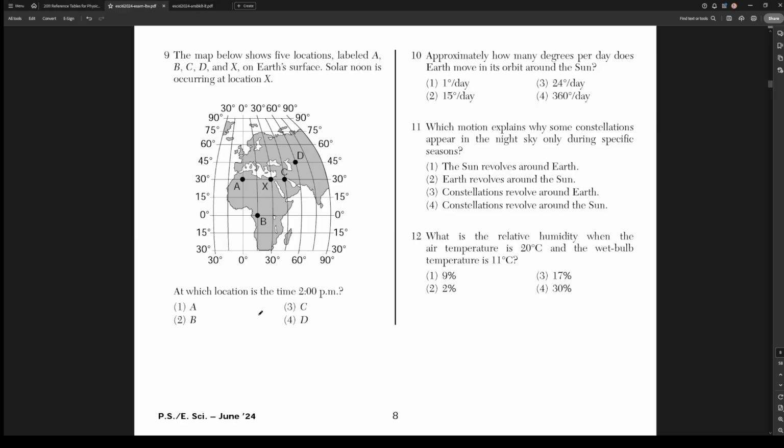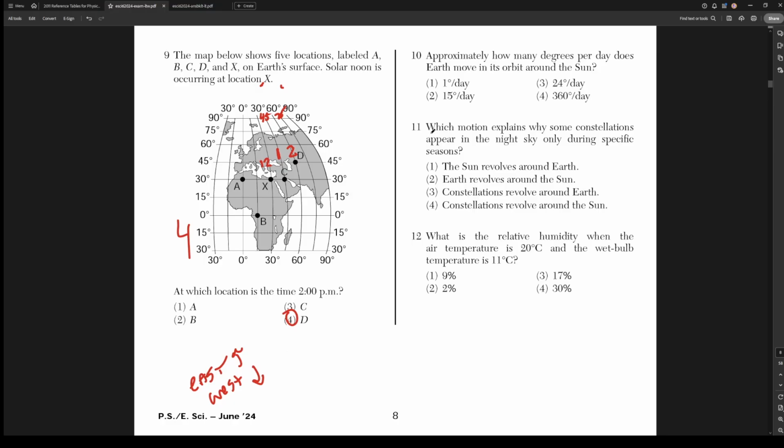Number 9. Which location is the time 2? Okay, it says solar noon is occurring at location X. So in this case, they want us to assume that this is 12 p.m. East increases, and it's 15 degrees per hour. So these are going up by 15. It's 30, here's 45, 60, 75, 90. So 12, 1, 2, letter D. East, you go increase, west is less. That's how I remember: east increased, west is less.